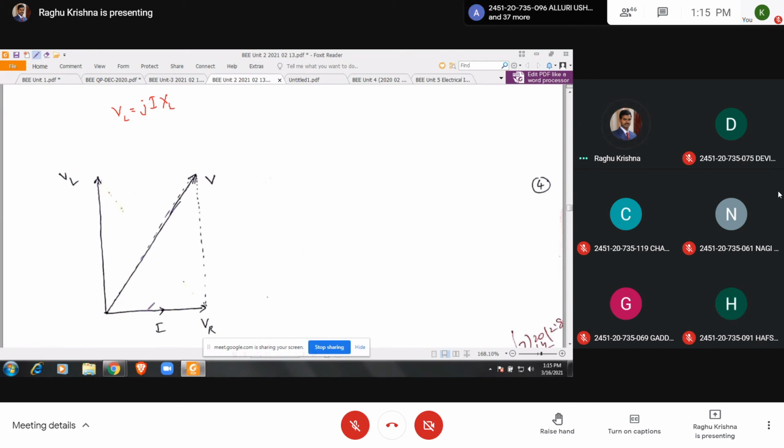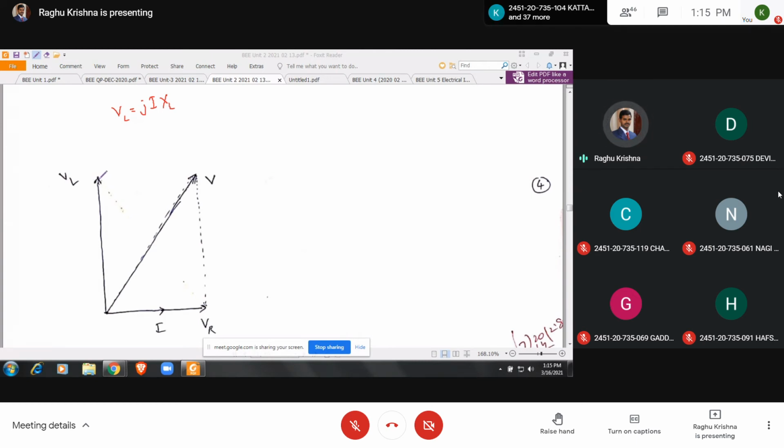So here VL, the voltage across the inductor, leads the current by 90 degrees, or the current lags the voltage by 90 degrees. The voltage leads the current, or the current lags the voltage. So VL you have drawn. So what is the VR? VR is equal to I into R. So you got VR and VL.